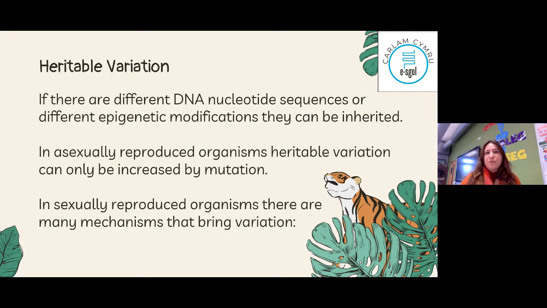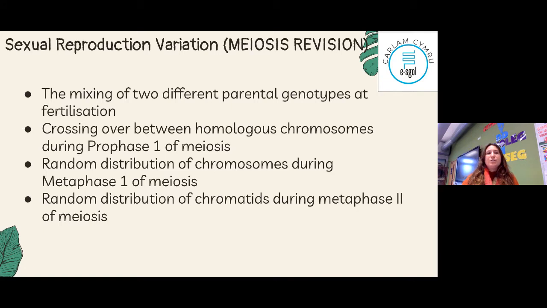So it's a bit of revision of other topics, to be honest. So sexual reproduction causes variation due to the mixing of two different parental genotypes at fertilization. We've got half the information coming from the sperm and half coming from the ovum, therefore mixing parental genotypes.